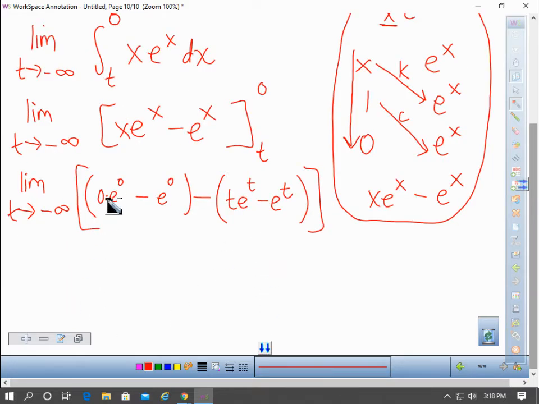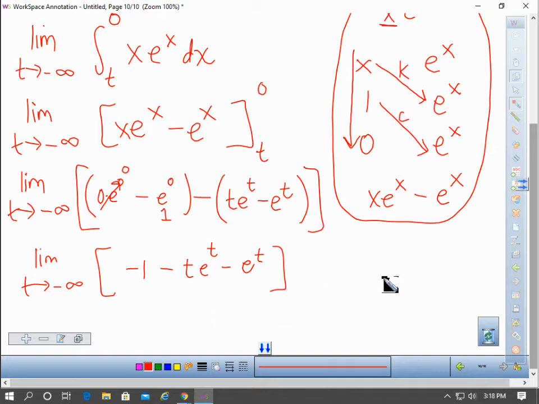All right. Well, we know this first one is 0, obviously, and e to the 0 is 1. So what have we got at this point? We have negative 1 minus t e to the t minus e to the t. So that's what we've got so far.